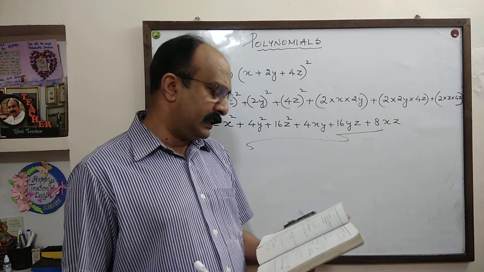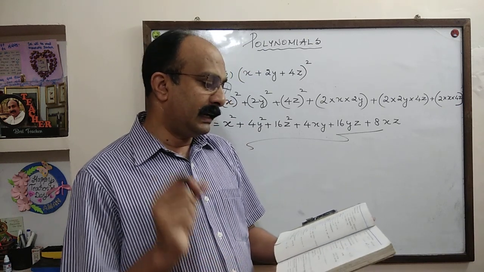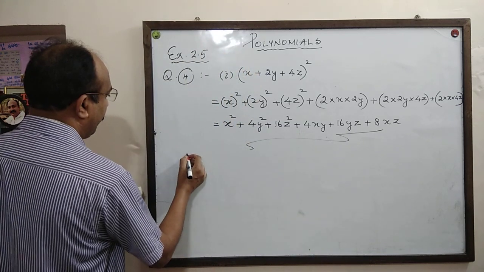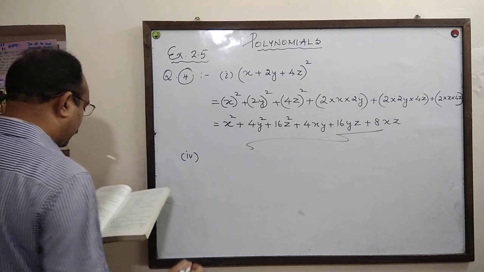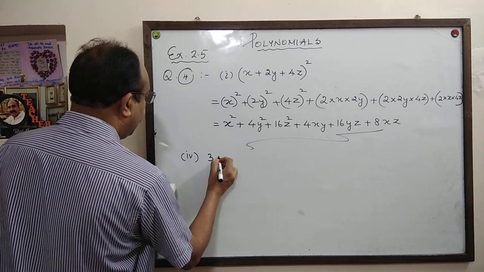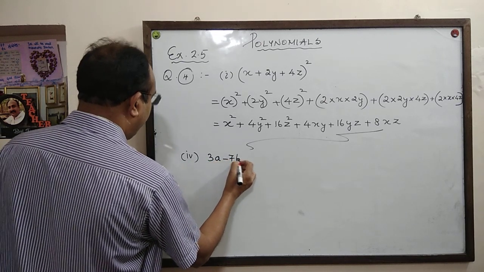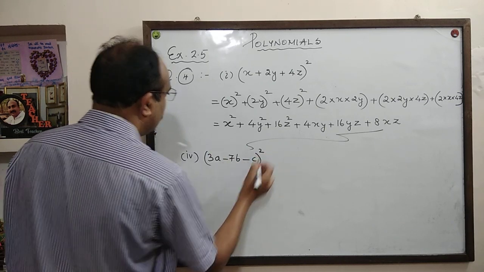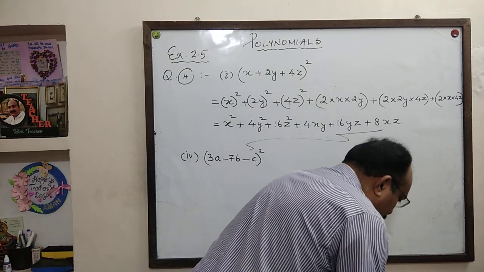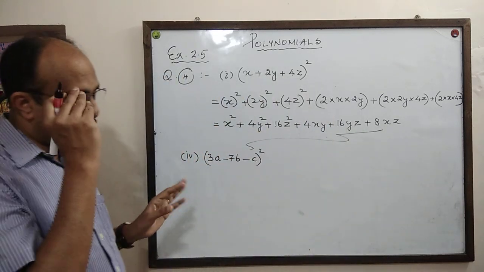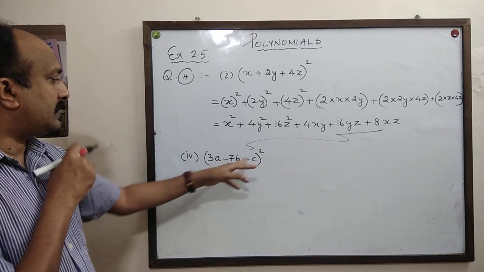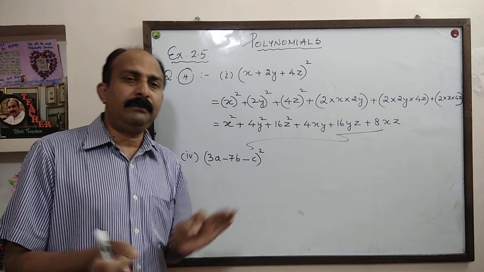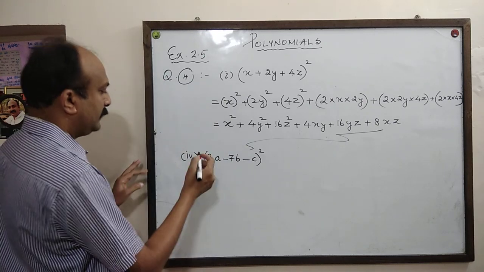Third, first term is minus. Fourth, second and third term are minus. Okay, let me do this one. The fourth one now is 3a minus 7b minus c the whole square. So it is also the same as a plus b plus c the whole square, but here the b term and c term are minus. Accordingly, we will also put minus sign.